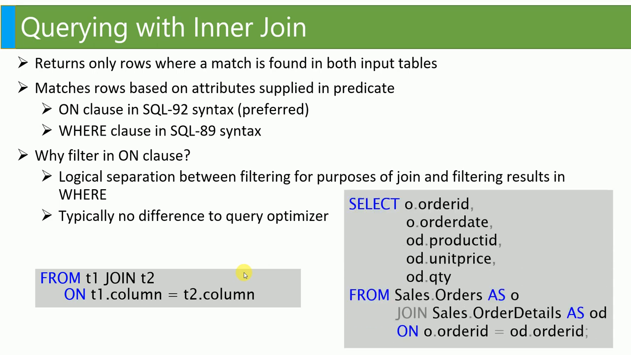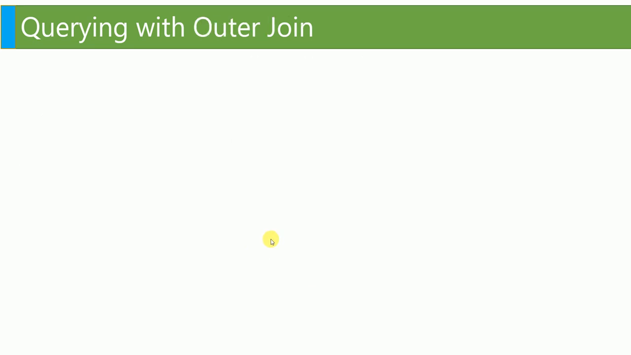Now this is the syntax of a complete query: select o.order_id, o.order_date, product_id. These are the columns we selected, from sales.order as o. I renamed this order table as o, and joined it with sales.order_detail as od on od.order_id, which is the common column. That's how you can use the inner join. You can write either INNER JOIN or JOIN, both are the same.